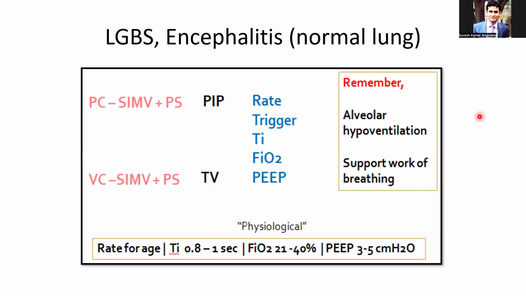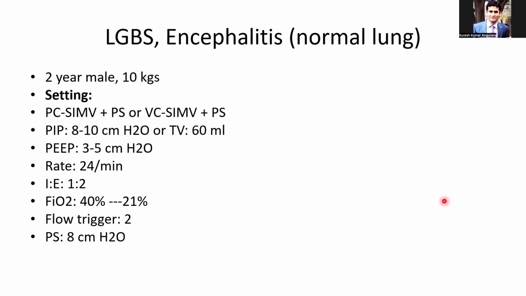Patients with encephalitis, where the lungs are normal, we can use either PC SIMV mode of ventilation or VC SIMV with pressure support. There are normal lungs, but we know that there is alveolar hypoventilation. We have to just support the work of breathing, and all the parameters should be normal as per the child's age and weight. So we can use normal rate for age, an inspiratory time I:E ratio of 1:2, FiO2 as required, and physiological PEEP of 3 to 5 centimeter of water. So any child with normal lungs, these are the usual ventilator settings.